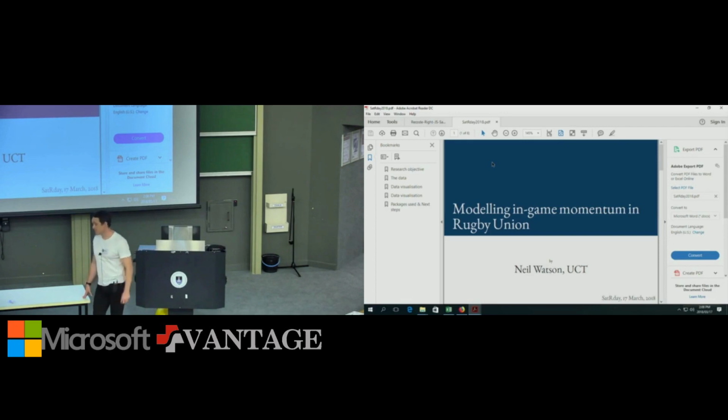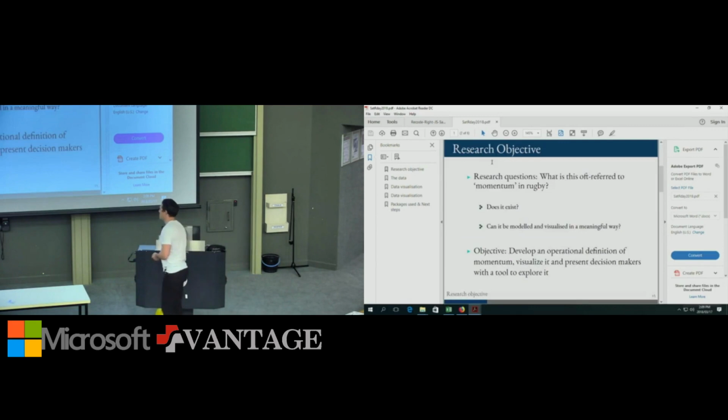What I mean by momentum here is not your mass times velocity, it's not physical momentum. Nor is it quite the concept of psychological momentum, which is where most of the research in this area has been concentrated. I'm really talking about in-game momentum, in the sense of this apparent phenomenon that at any given stage of the contest, one player seems to have the upper hand over the other, or one team seems to have the upper hand over the other. So that's what I mean by in-game momentum.